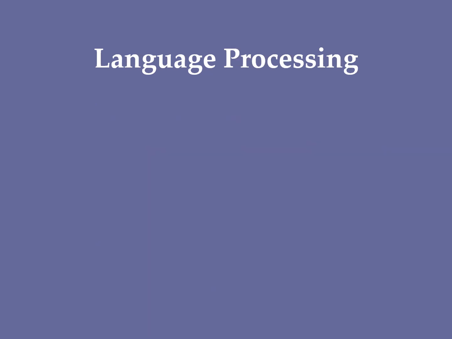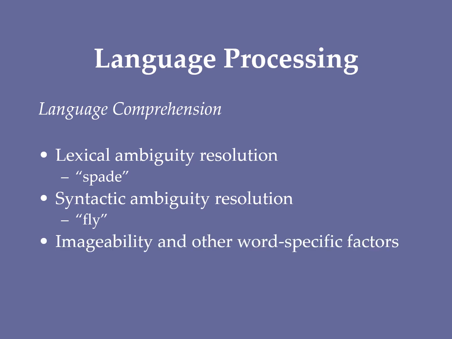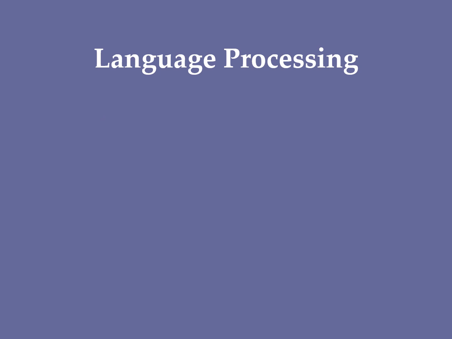So the language processing. Language comprehension involves lexical ambiguity resolution, such as spade, and then syntactic ambiguity resolution of fly. So when a person hears the word fly, what's the first thing you think of? It could mean to fly like in an airplane, it could be the fly like the insect. So there's some of that ambiguity there. And there's imaginability, and other word factors.